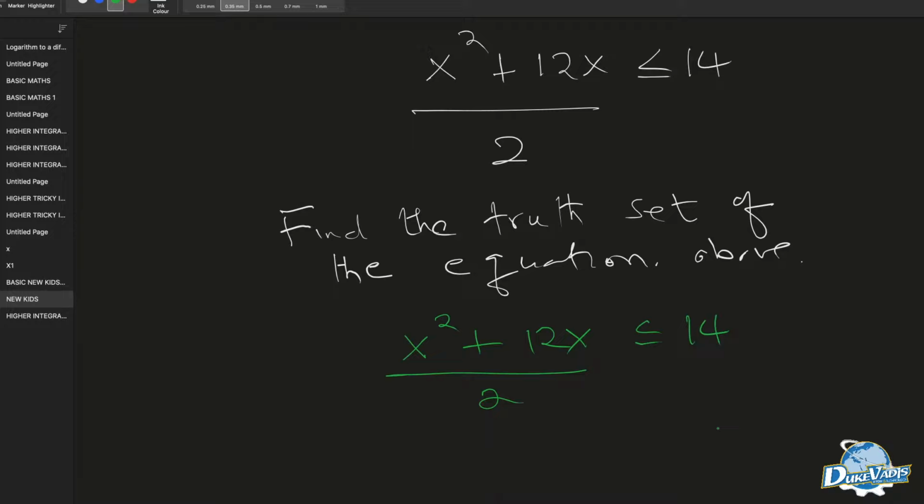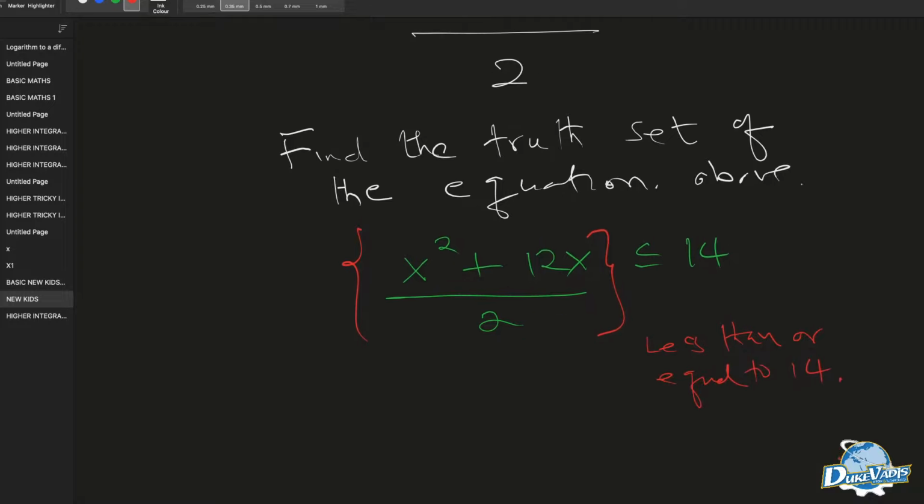So when we see something like this, it means the left hand side, the whole value on the left hand side, is less than or equal to 14. Okay, so what comes into our mind? We've seen something like that, an equation of the sort x squared plus 12x is less than or equal to 14. Well, what do you say?